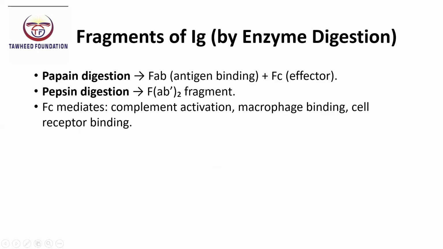Next is fragments of Ig by enzyme digestion. Proteolytic cleavage of IgG provides further structural insight. Papain digestion yields two Fab fragments, which contain antigen binding sites, and one Fc fragment. Pepsin digestion produces a bivalent F(ab')2 fragment that can bind antigen but lacks Fc function. Fc mediates complement activation, macrophage binding, and cell receptor binding.